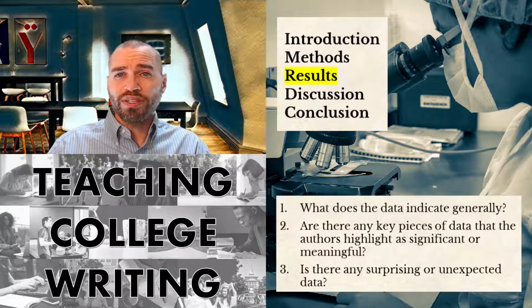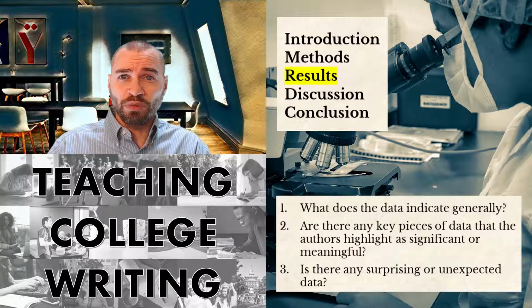1. What does the data indicate generally? 2. Are there any key pieces of data that the authors highlight as significant or meaningful? 3. Is there any surprising or unexpected data?